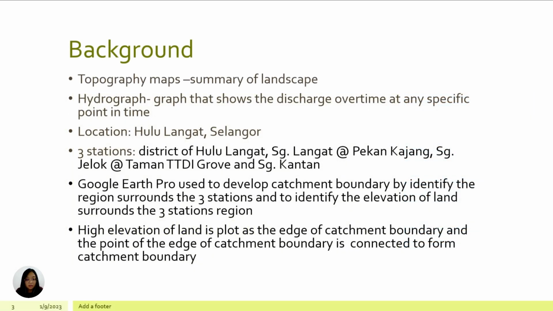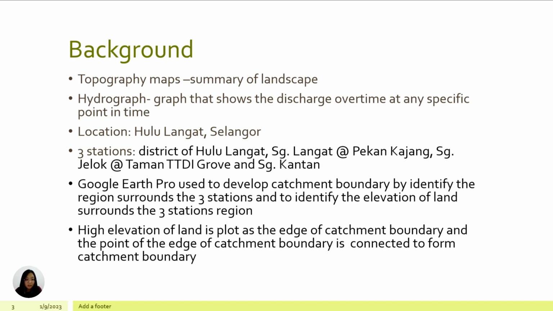Topographic maps are a summary of the landscape and show the important physical features in an area by using contour lines. The combination of colors, shading, and contour lines in a topographic map indicates the changes in elevation and terrain shape. A hydrograph is a graph that shows the discharge over time at a specific point.